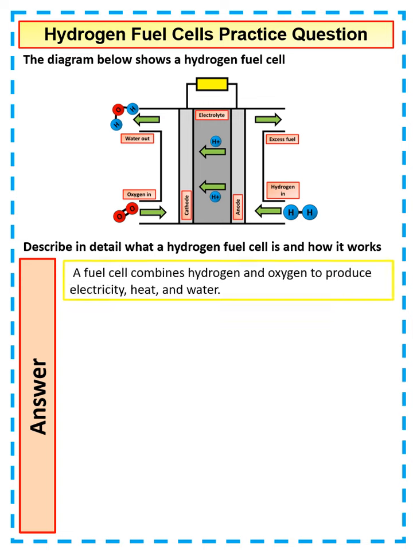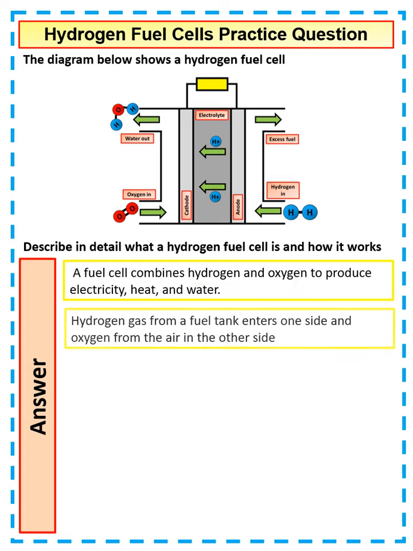So the first thing that we can talk about is this: it's combining hydrogen and oxygen to produce water and electricity. They're like the key things. So the hydrogen enters from one direction, the oxygen enters from the other, right? So they're not entering on the same side.